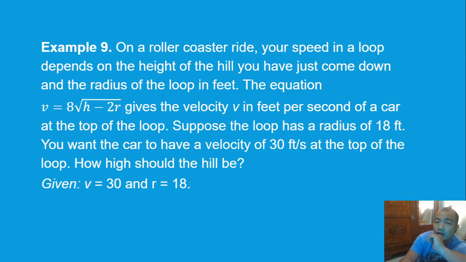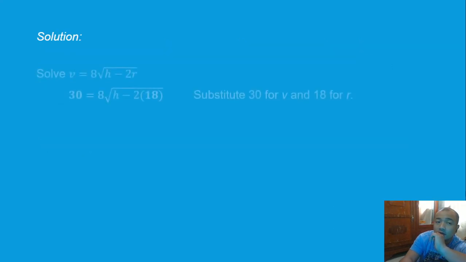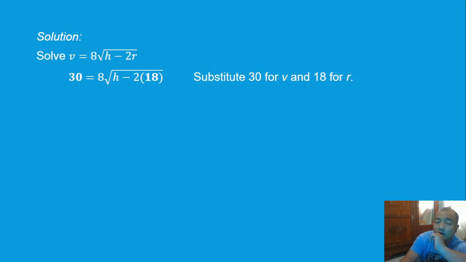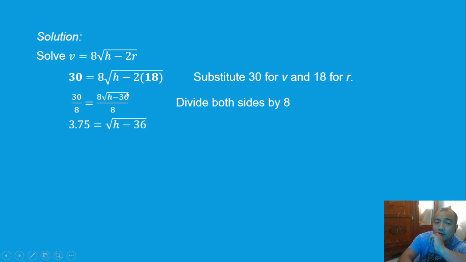So from the problem given, v equals 30, r equals 18. From the formula, v equals 8 square root of h minus 2r, substitute v by 30 and r by 18. So let's try to find h. 30 is equal to 8 square root of h minus 36. Let us simplify, divide both sides by 8. So we have the square root of h minus 36 equals 30 divided by 8, which is 3.75.